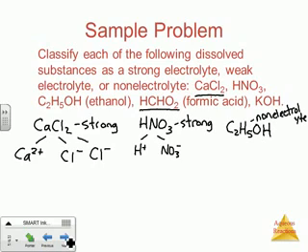HCHO2, and they put in parentheses there, that's formic acid, okay? So formic acid is not on our list of strong acids. That means it is a weak acid. Anything that's not strong is weak, okay? So because this is a weak acid, it's going to be a weak electrolyte. That means it does not completely split apart in water.